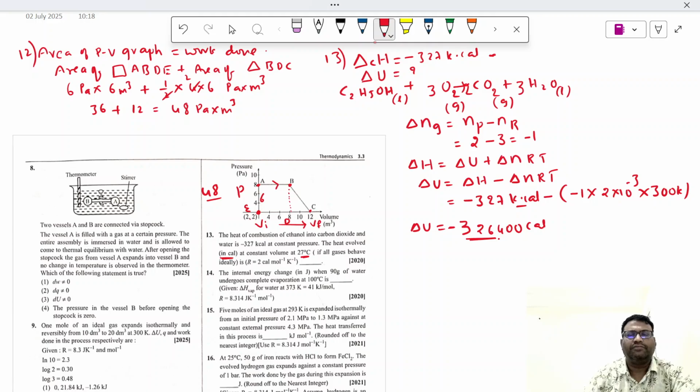Delta U is equal to what you are getting? Minus value. This minus represents that it is evolved. So simply, heat evolved at constant volume is 326,400 calories. Hope you understood. Okay.